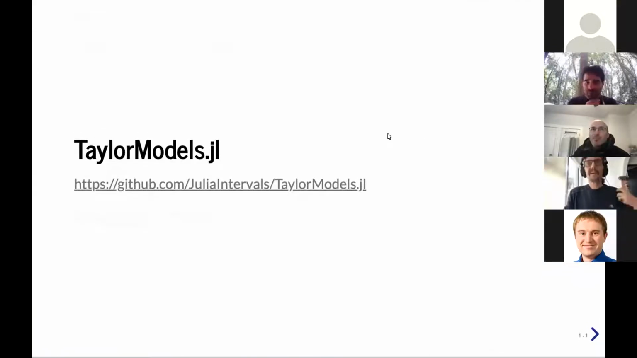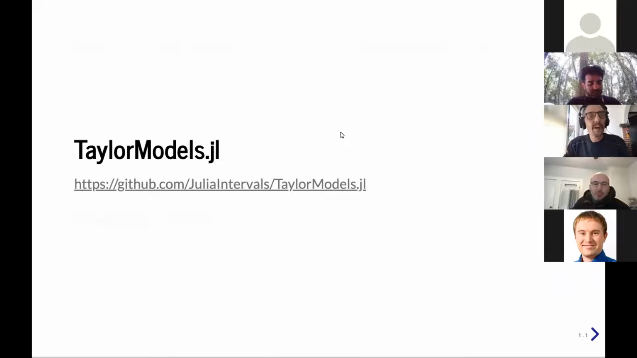Okay, so I will describe rather briefly what is this package we began developing together with David, which is called TaylorModels.jl, and you can find it here. So the package is, first of all, not mature enough. There are certain holes, but actually there are a couple of things that it does correctly. And this is, at least at the beginning, what matters.